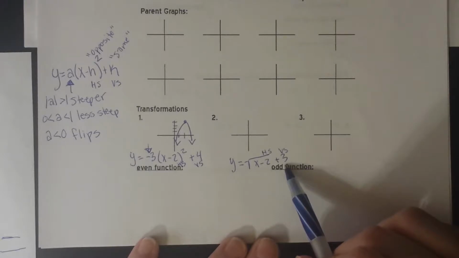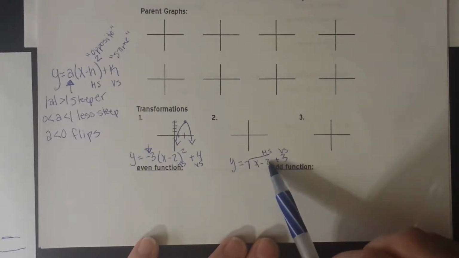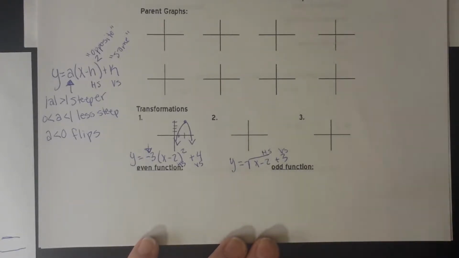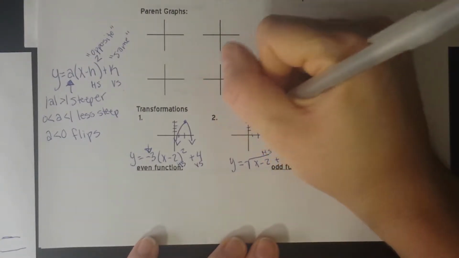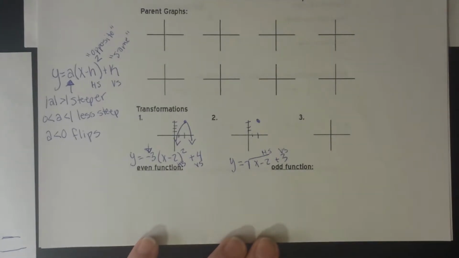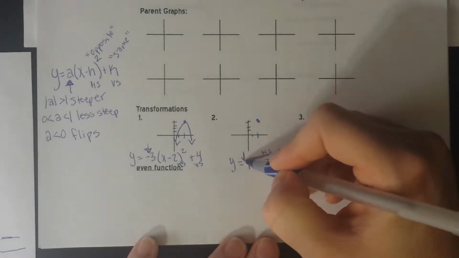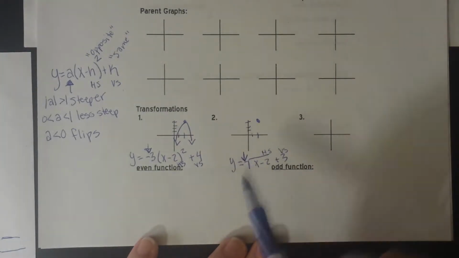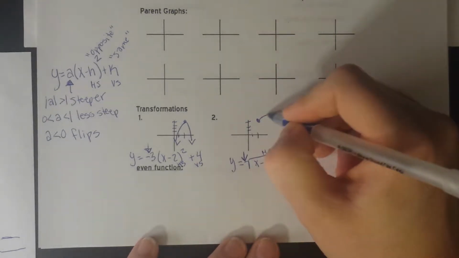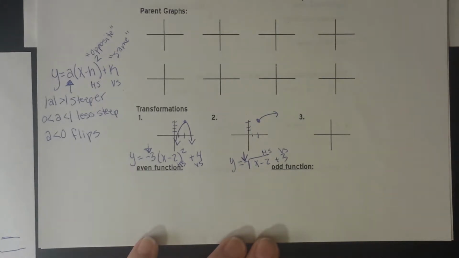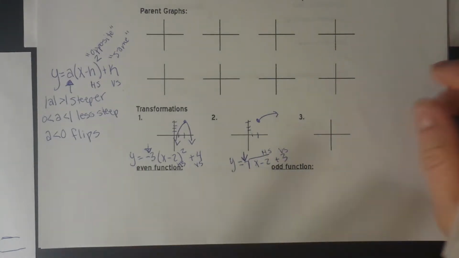Guys, sorry, it's 5 a.m. Right 2, up 3. That's what I want. Okay. Right 2, up 1, 2, 3. There we go. And what's the A value? The A value is a 1, actually, because there's nothing there. So it just has the standard shape of the square root function, which is just an arc to the right.